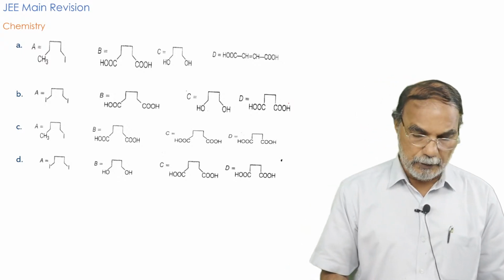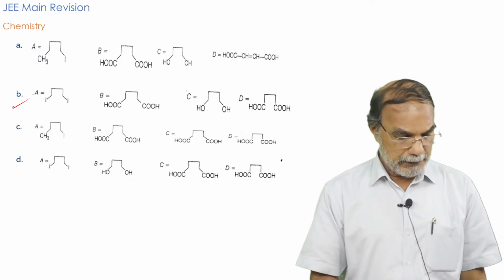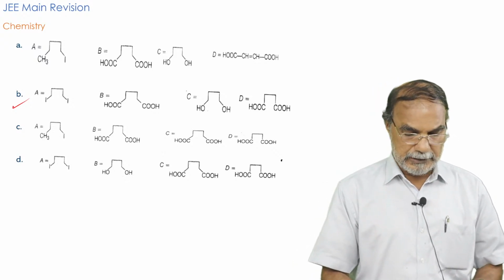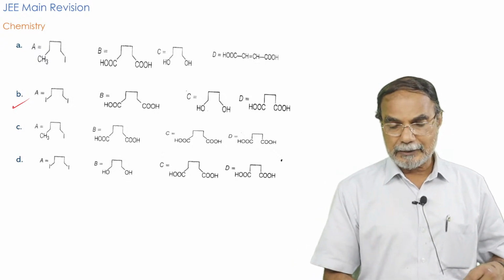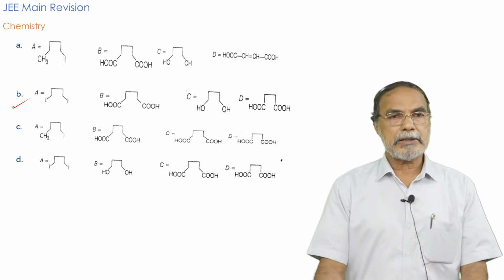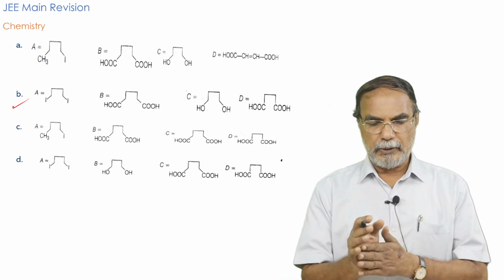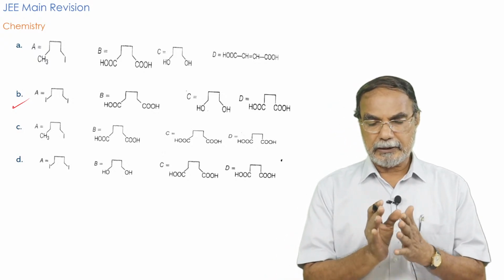So what is the correct option? The correct option is B. B is among the options. Rather than just picking the option, you try to understand what are the products formed in the reaction and the chemistry of the reaction.